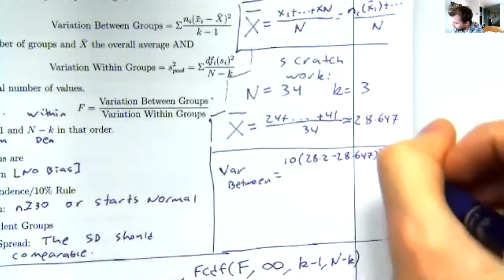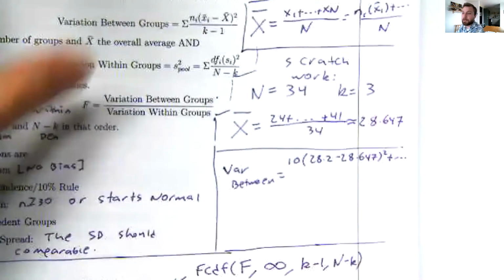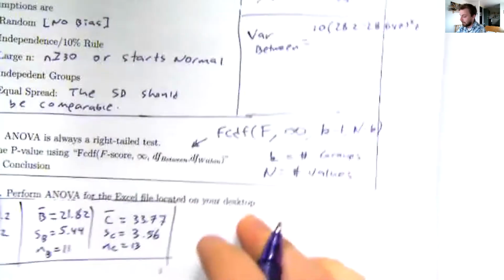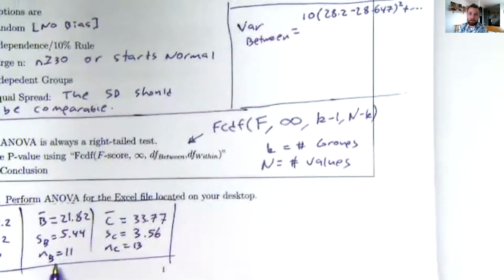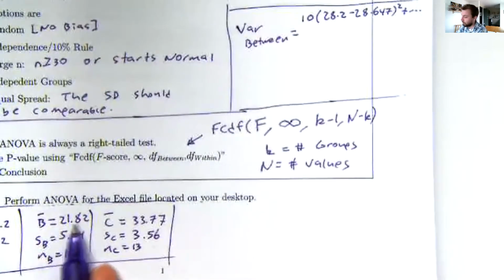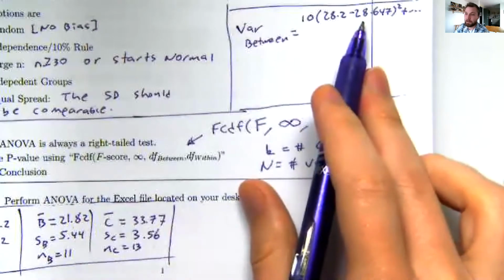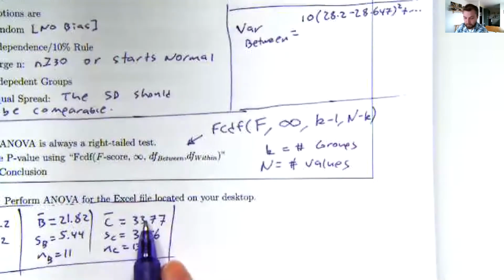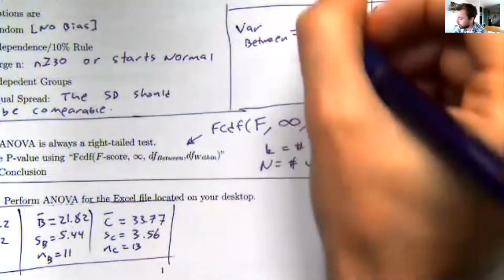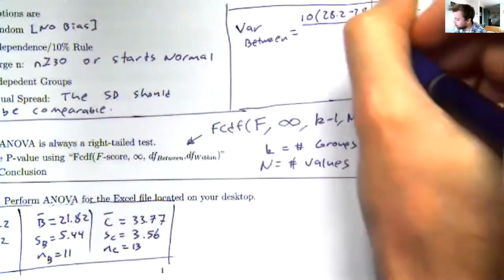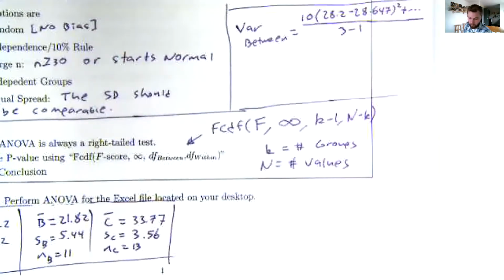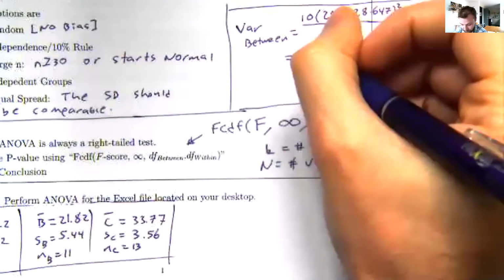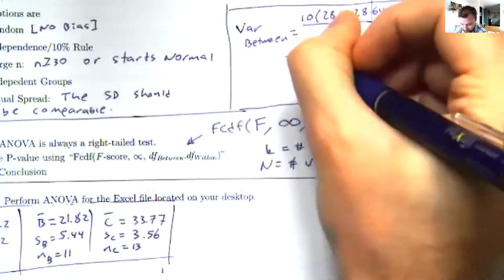28.647 squared plus ... I would do the same thing for the next value. The next value, I had 11. I'll have 11 times 21.82 minus this 28.647 squared. I'll have 13 times 33.77 minus 28.647 squared. And I'm going to divide this by the number of groups minus 1. When I type this into my calculator, for the variation between groups, I get something like 425.54.